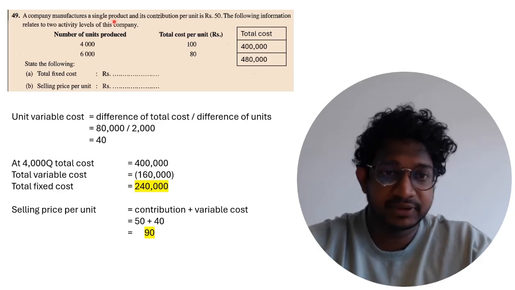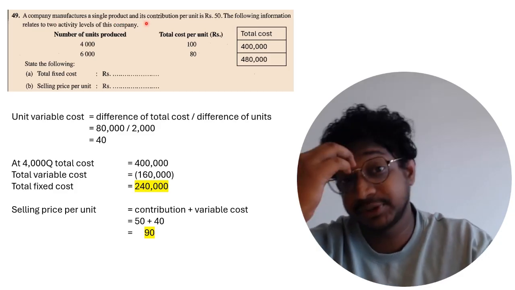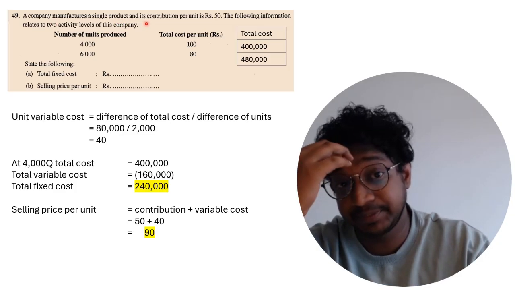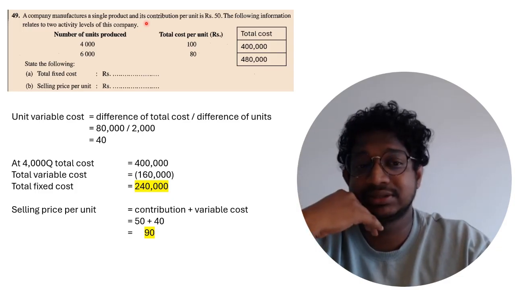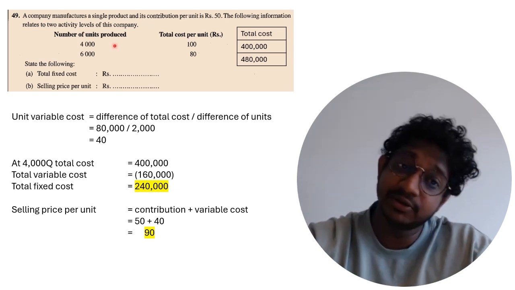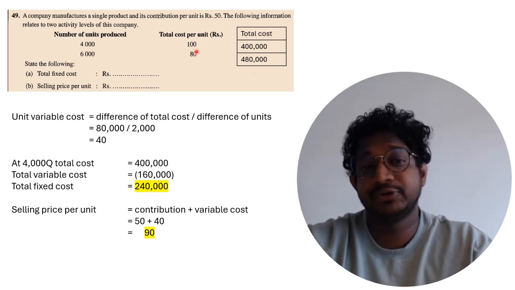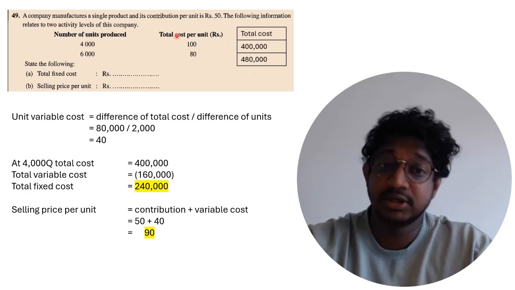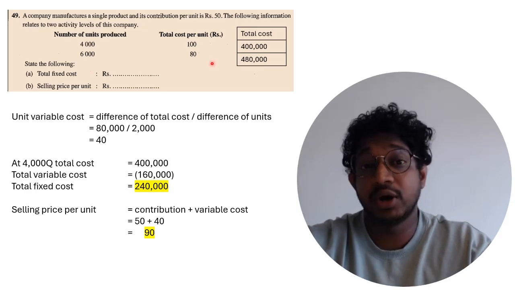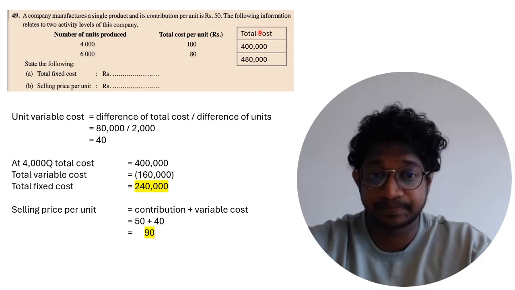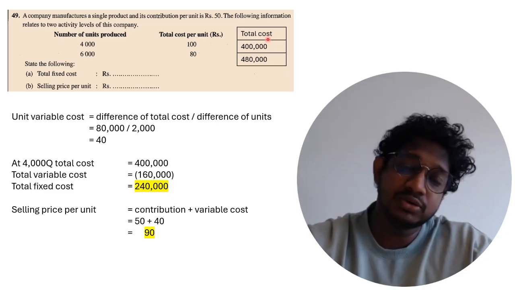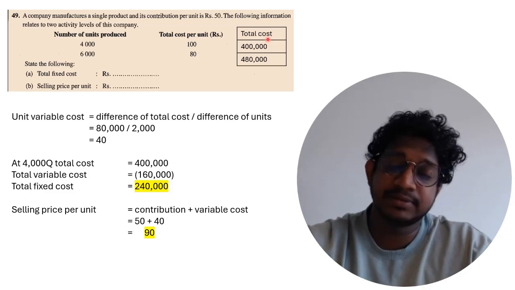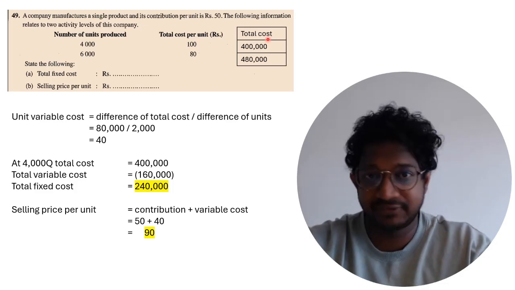49, the company manufactures a single product and its contribution per unit is 50, and the following information is given below. Here, it's given two different levels of units produced. So if you produce 4,000, total cost per unit is 100. If you produce 6,000, total cost per unit is 80. So you have to find out first the total cost, right? So 4,000 into 100, 400,000. 6,000 into 80, 480,000. So this total cost includes two types of cost, which means variable cost and fixed cost.